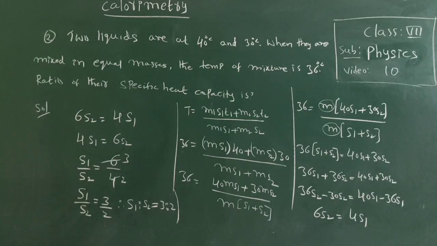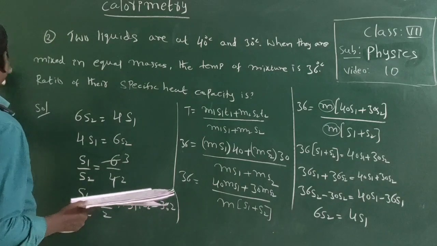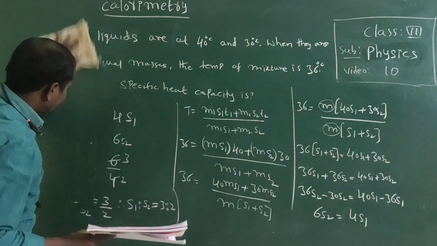Next one. Question number 3. The temperatures of equal masses of 3 different liquids A, B, C at 3 different temperatures. If A and B are mixed, then the resultant is 16. If B and C are mixed, then the resultant is 23. If A and C are mixed, then find the resultant temperature.